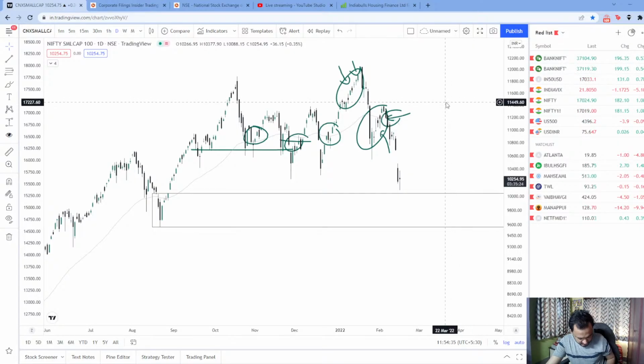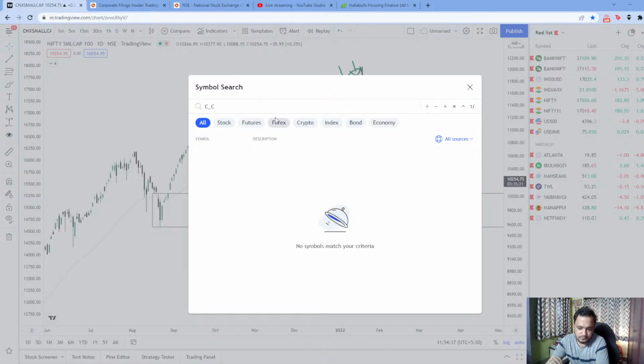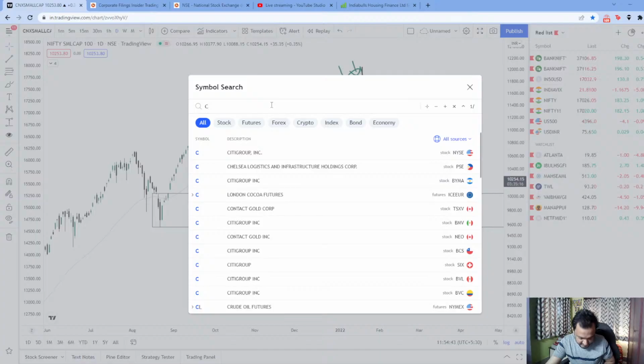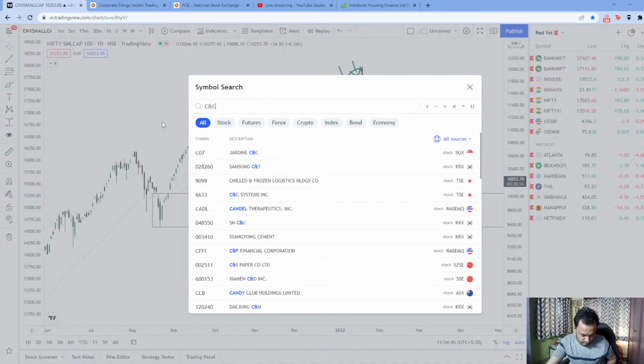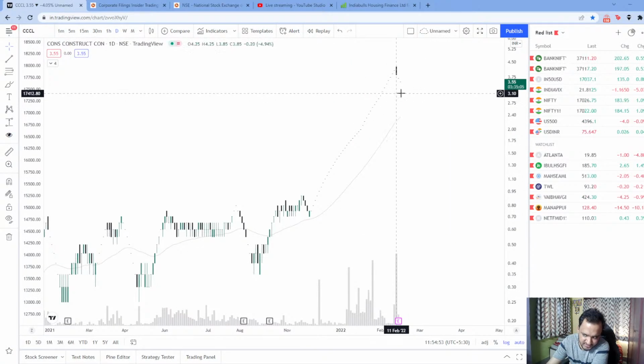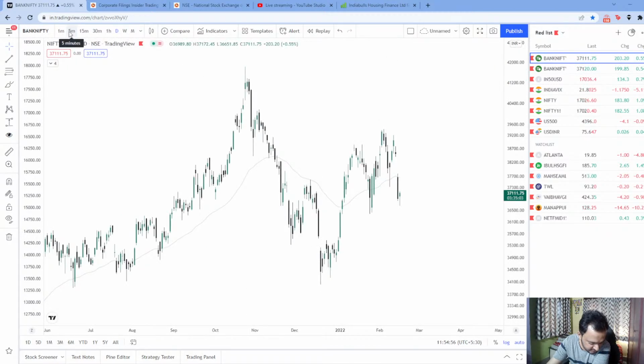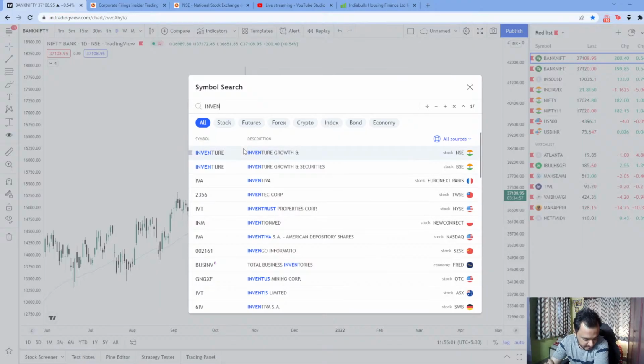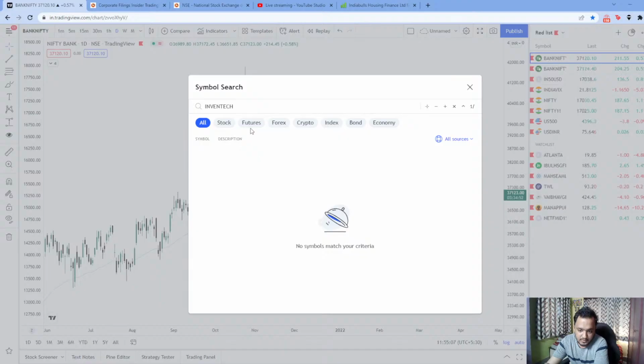All right, C&C Constructions. I don't think this will show up. The ampersand sign doesn't show up at all. I think it's CCL Construction if you're talking about this one. This is a very liquid stock. I mean, there's nothing in this. Invent Tech. All right, where is Invent Tech? Again, I'm not sure what stock you are talking about. It's not showing up.